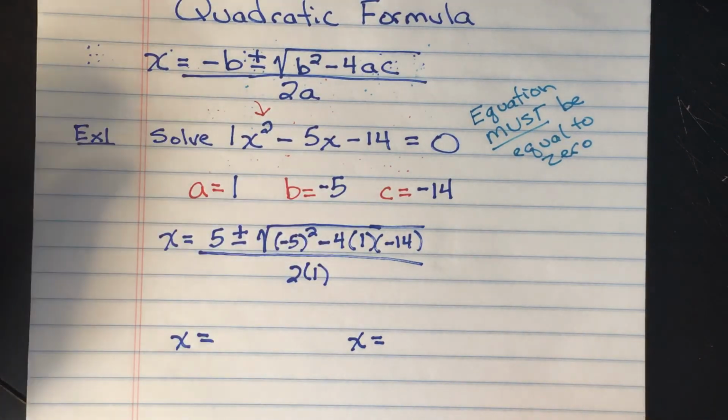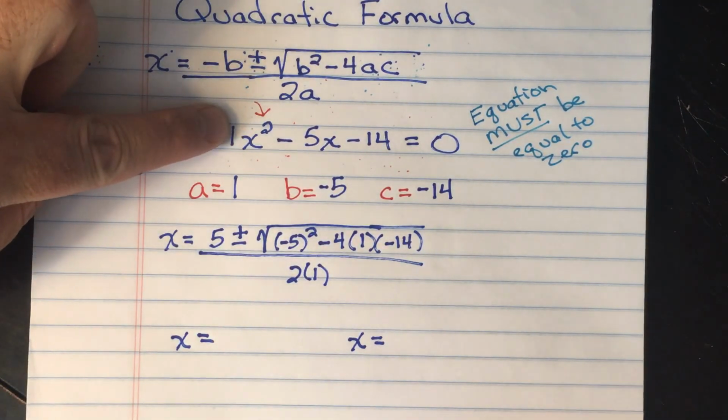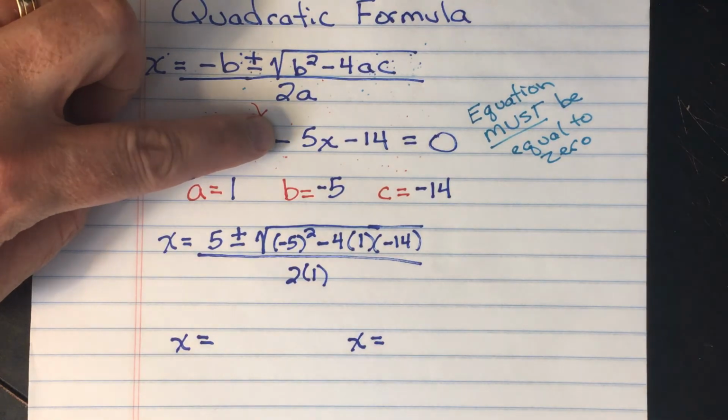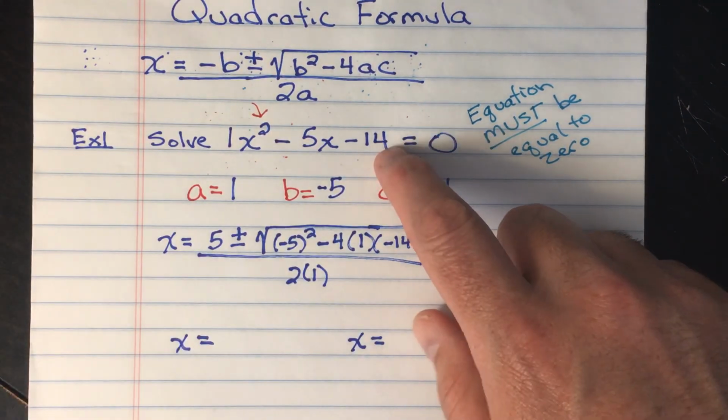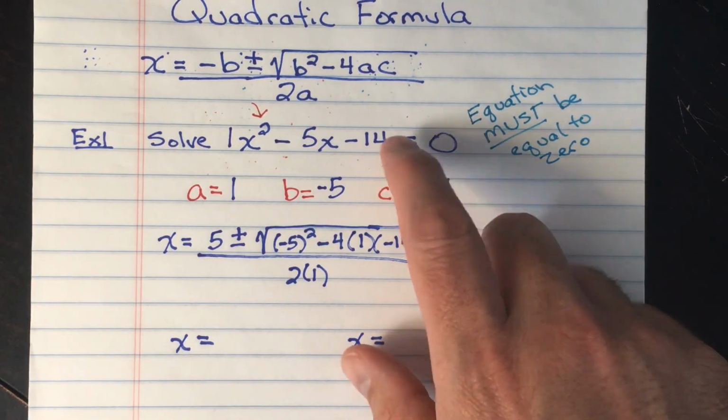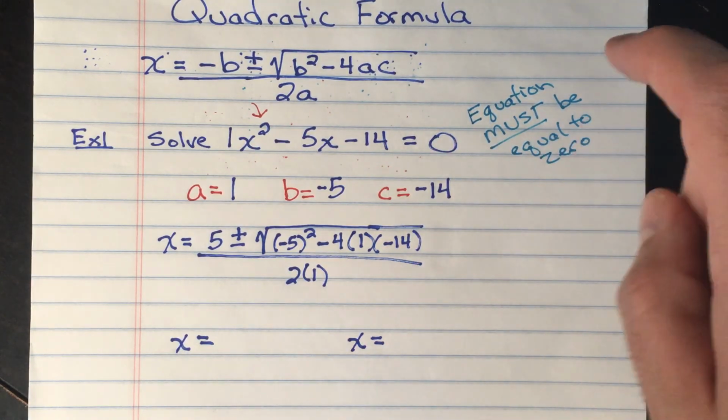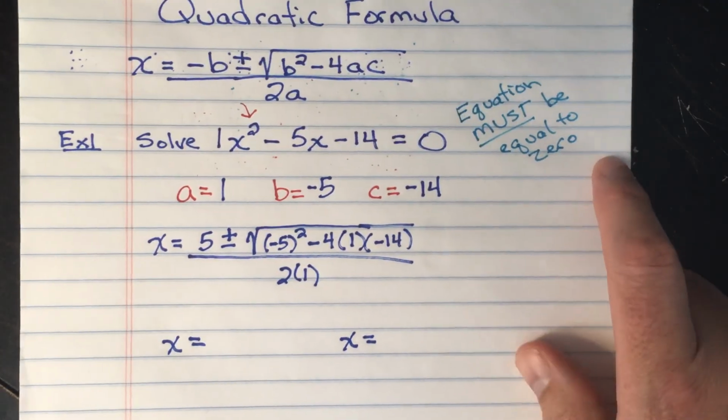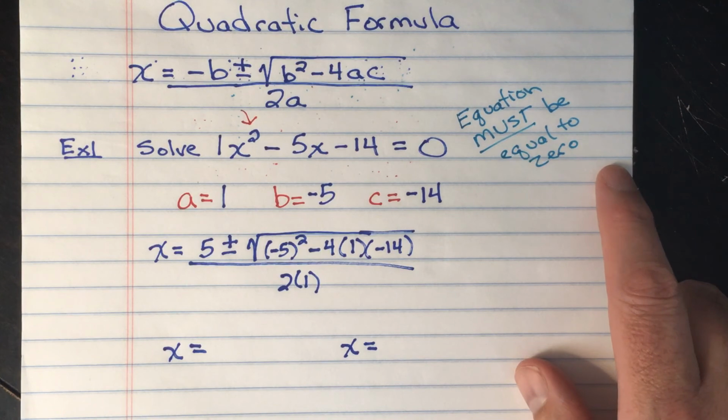So just as a reminder, A is the number in front of the x squared. B is the number in front of the x term, and C is the constant all by itself. Pay attention to signs, but the equation must be equal to 0. And we'll look at an example next where it's not.